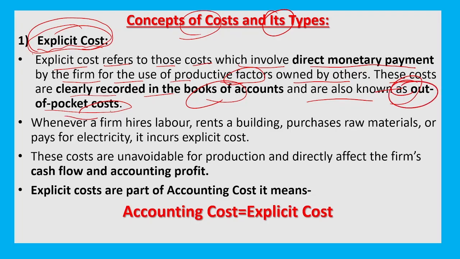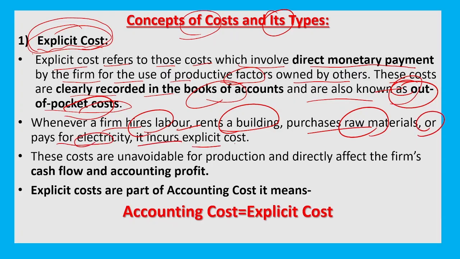Because ultimately it is going out of our pocket. It is reducing our budget, right? Whenever a firm hires labor, rents a building, purchases new raw materials, or pays for the electricity bill, it incurs explicit cost. Understood? A few of the examples I have given so that you can understand.